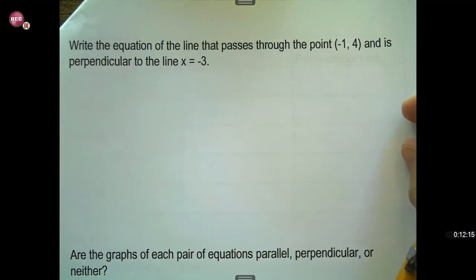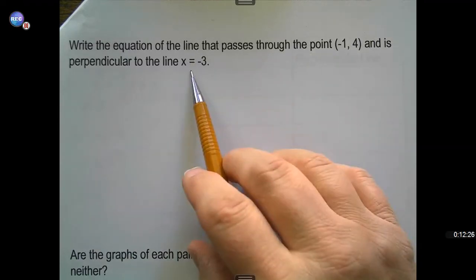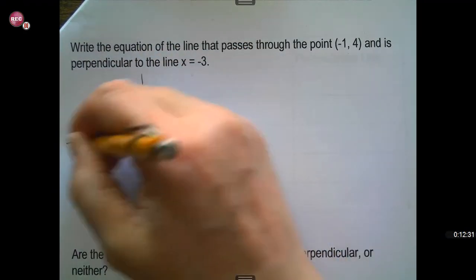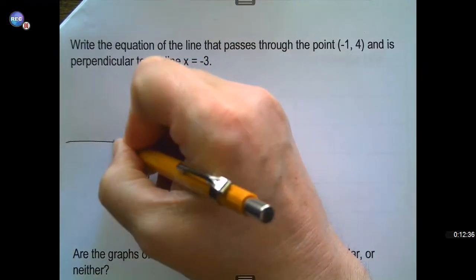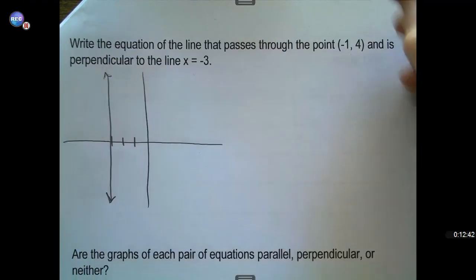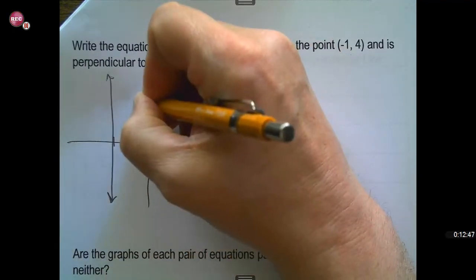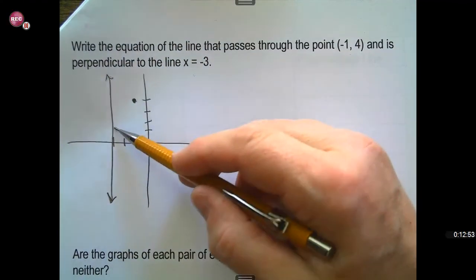This question is not so traditional as well. We're looking for the equation of the line that passes through this point and is perpendicular to this line. Perpendicular to that line, that's the line x equals -3. So that is this line, okay? And then the point -1, 4 is up here, okay? So I want the line through this point that's perpendicular to this line.